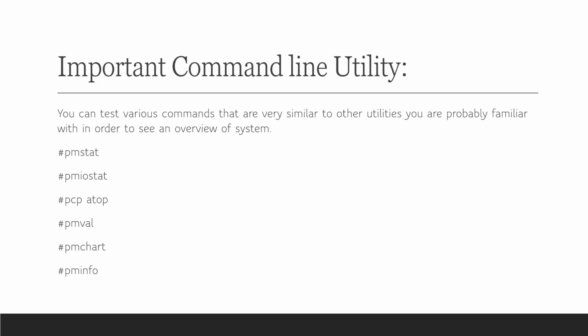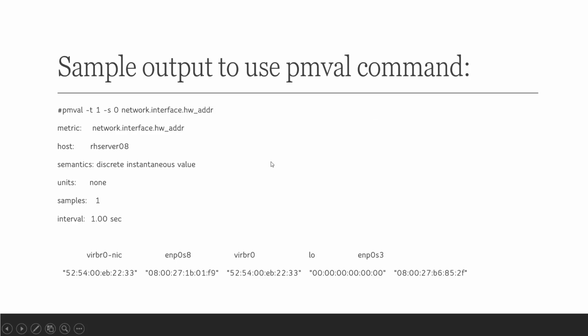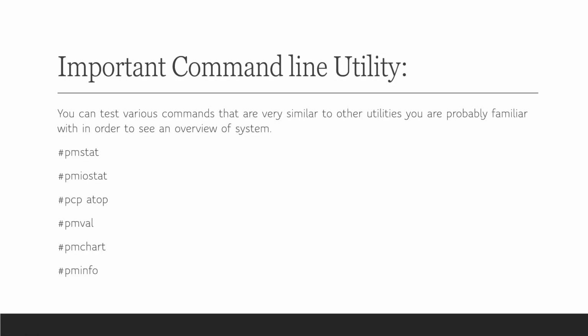Okay, so this is the installation part. Later in this slide you can see there are commands that we can run. These are command line utilities: pmstat, which is very much similar to vmstat, and pmiostat, which is similar to iostat, and we have pcp-atop, similar to the top command, pmval, pmchart, and pminfo. There are many. I'm going to show you the other ones. I just mentioned a few important commands here.